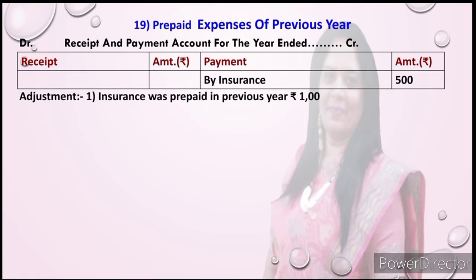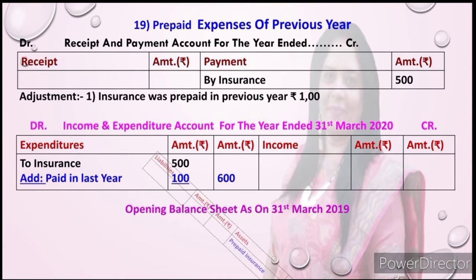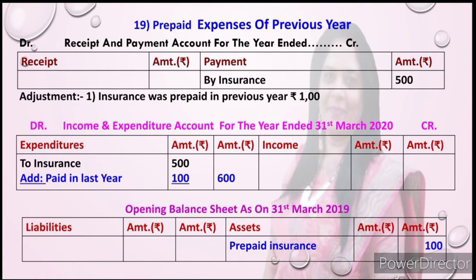First we will record this insurance amount 500 in the income and expenditure account debit side. It will be recorded as to insurance 500. Let's check the adjustment. Insurance was prepaid in the previous year, rupees 100. Prepaid in the previous year, so we have to add that amount and write it as paid in last year 100 rupees. The total amount 600 will be recorded in the outer column.